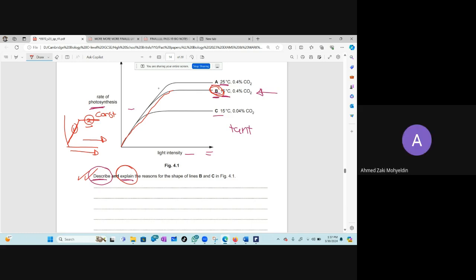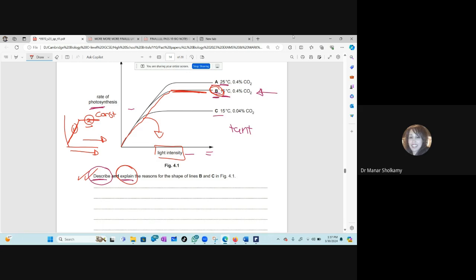Light intensity is whatever is on the x-axis, because there is proof. Every time I increase the light, the rate of photosynthesis increases. So in the first part of the graph, light was the limiting factor. In the second part of the graph, light is no longer a limiting factor. The limiting factor has to be something else.